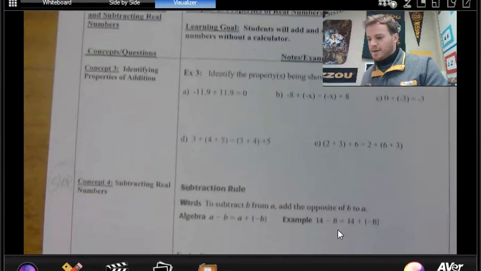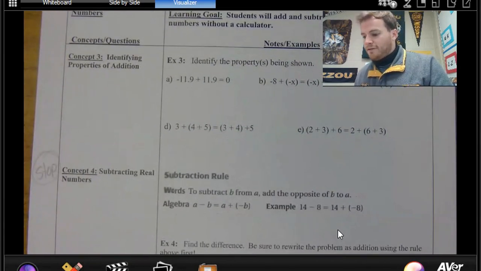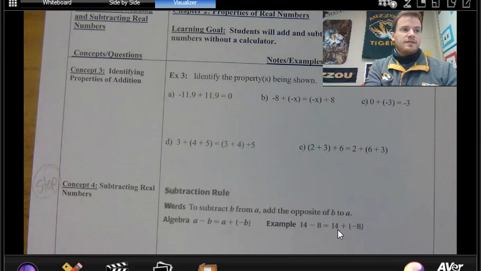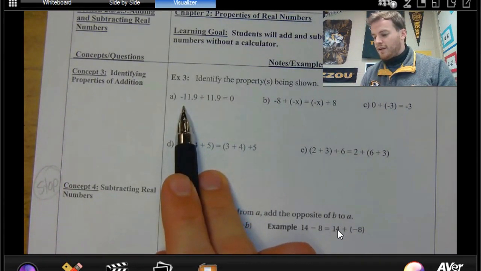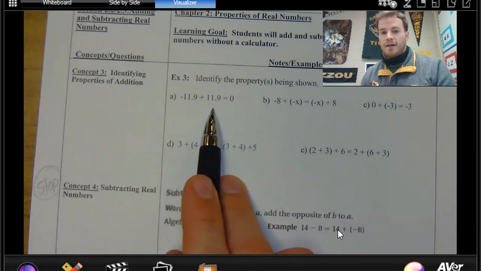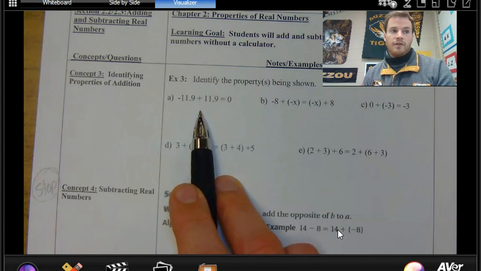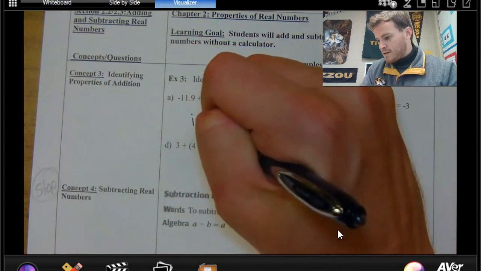Okay, let's go on to the next page. Concept 3, identifying the properties of addition. So we need to see which properties that we use for this, okay? A negative 11.9 plus 11.9, they both have the same absolute value. So we know, okay, the numbers are opposite, so these are inverses.